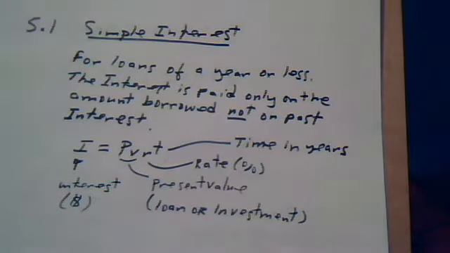Simple interest. We have different types of interest: simple interest, compound interest, continuous compounding, annuities. Let's identify them, because ultimately, when we're given a problem, we need to know which formula to use. So we have to go by keywords.